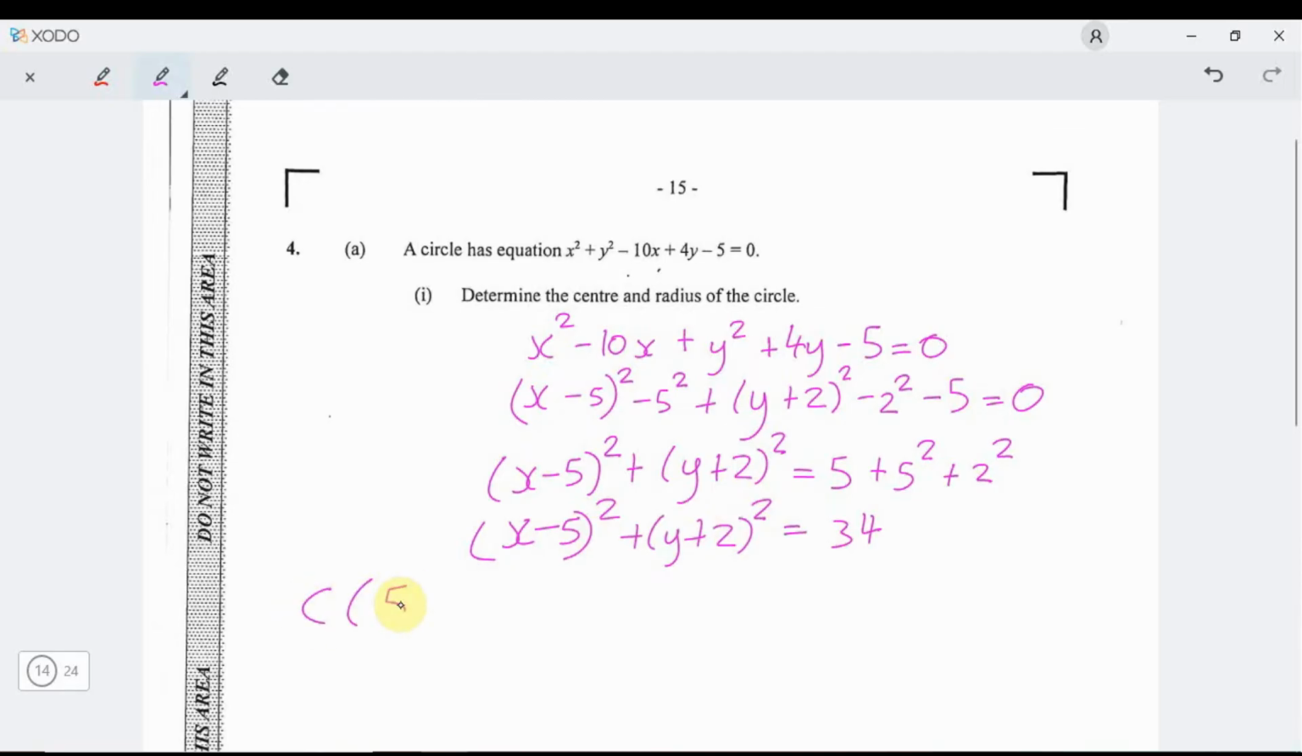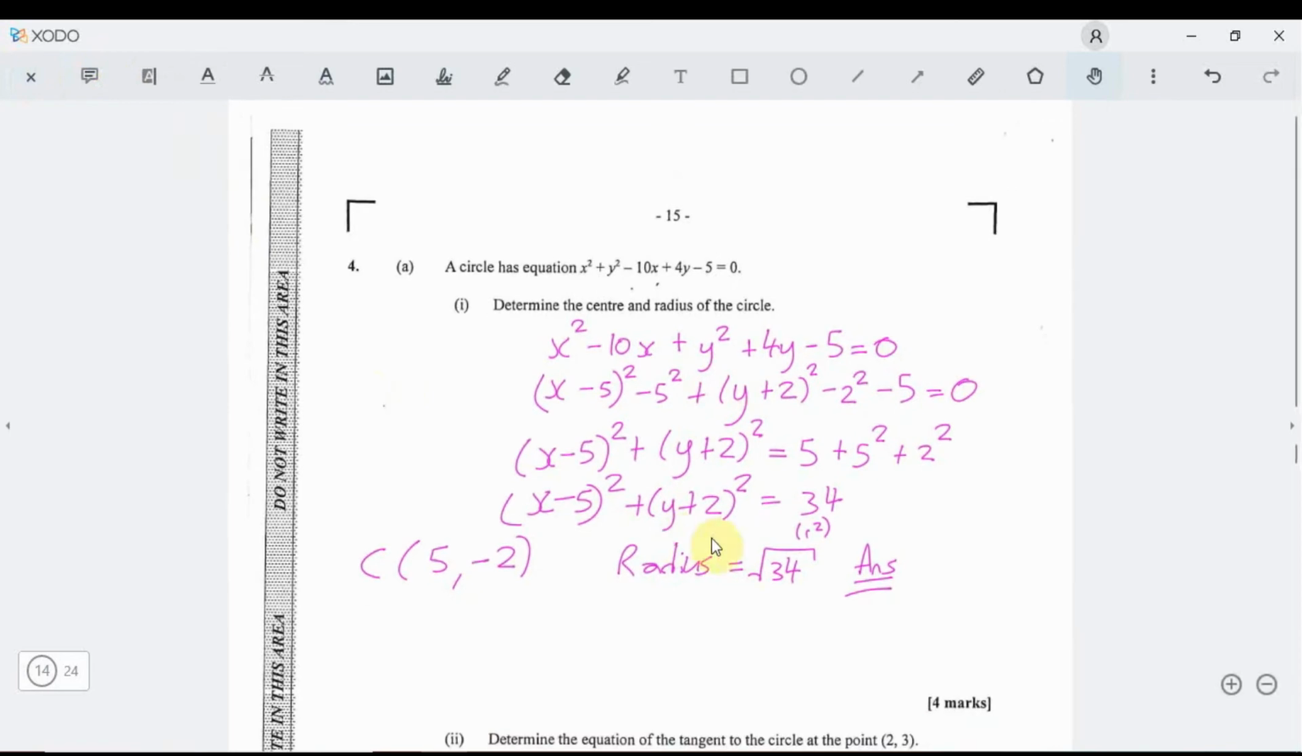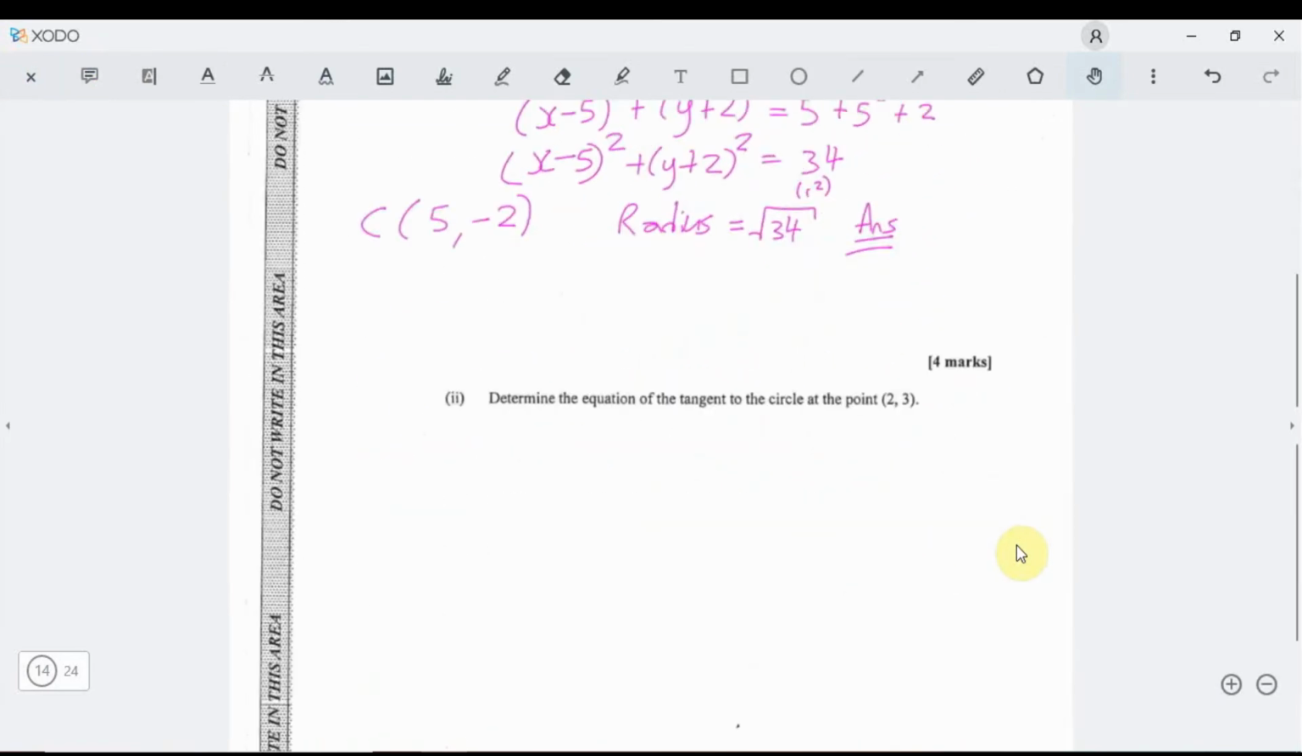So the center is 5, negative 2, and the radius, always remember when the equation is in this form, the right side is r squared. So our radius is the square root of 34. That's your answer. Nice. So you can actually picture your circle if you'd like. I don't like to picture it here. I like to picture it down here.